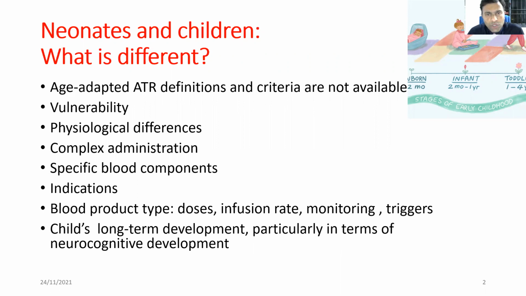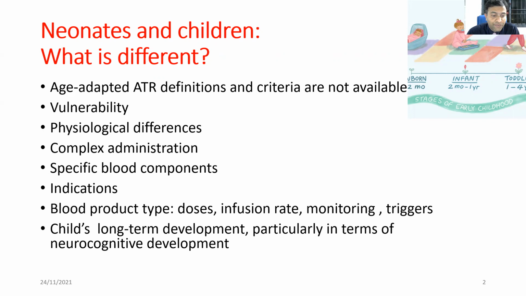So the first thing is why neonates and children are different from adults with respect to adverse transfusion reactions. One, age-adapted adverse transfusion reaction definitions and criteria are not available, particularly for neonates and pediatrics. They are vulnerable due to their physiological differences and the complex administration of blood products, and the specific blood components required in pediatric and neonatal patients are different from those in adults.